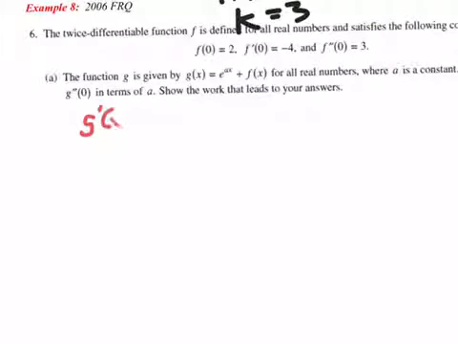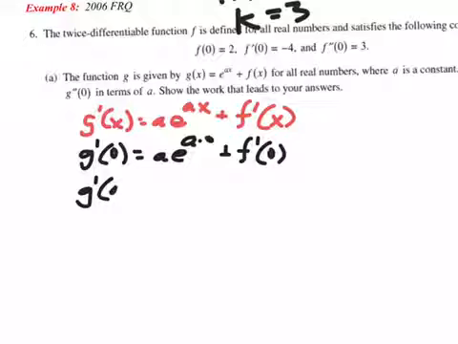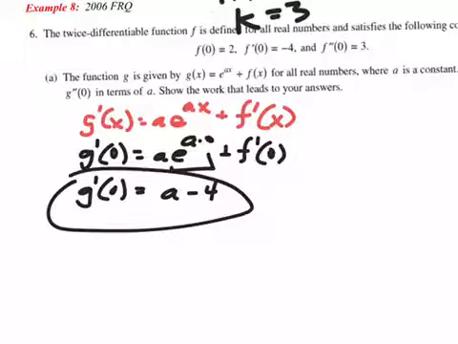Alright, so what I'm going to do is I'm just going to find g prime of x, which would be a e to the ax plus f prime of x. So if I want g prime of 0, that would be a e to the a times 0 plus f prime of 0. So g prime of 0 in terms of a, this will come out to be 1, so that'll be a plus f prime of 0 is negative 4. So really I have a minus 4. There's g prime of 0 in terms of a.